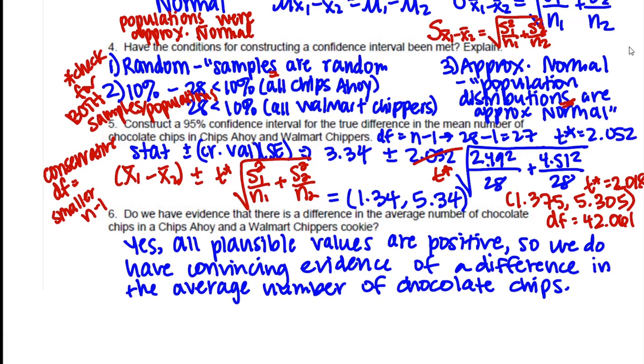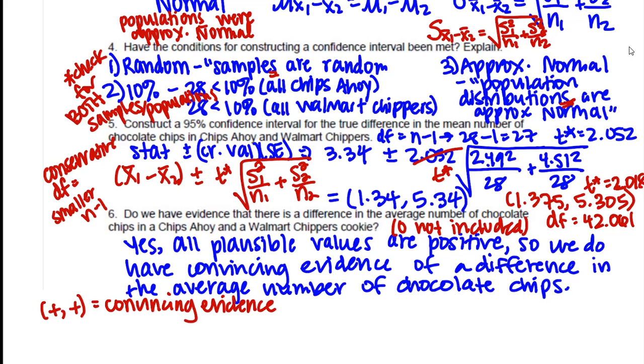I'm just going to write a couple of reminders for us for that. If your interval is all positive, then you have convincing evidence. And so that means 0 is not included, and it's showing that all plausible values are positive differences.